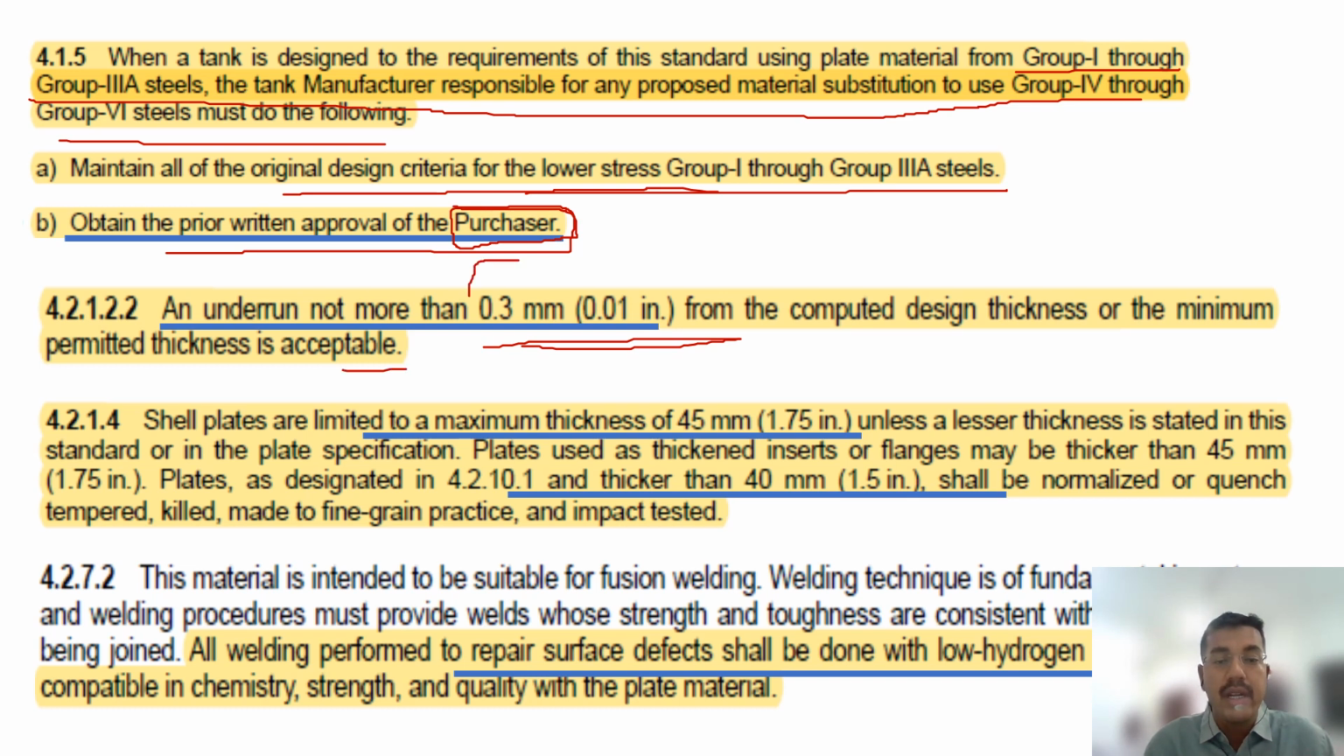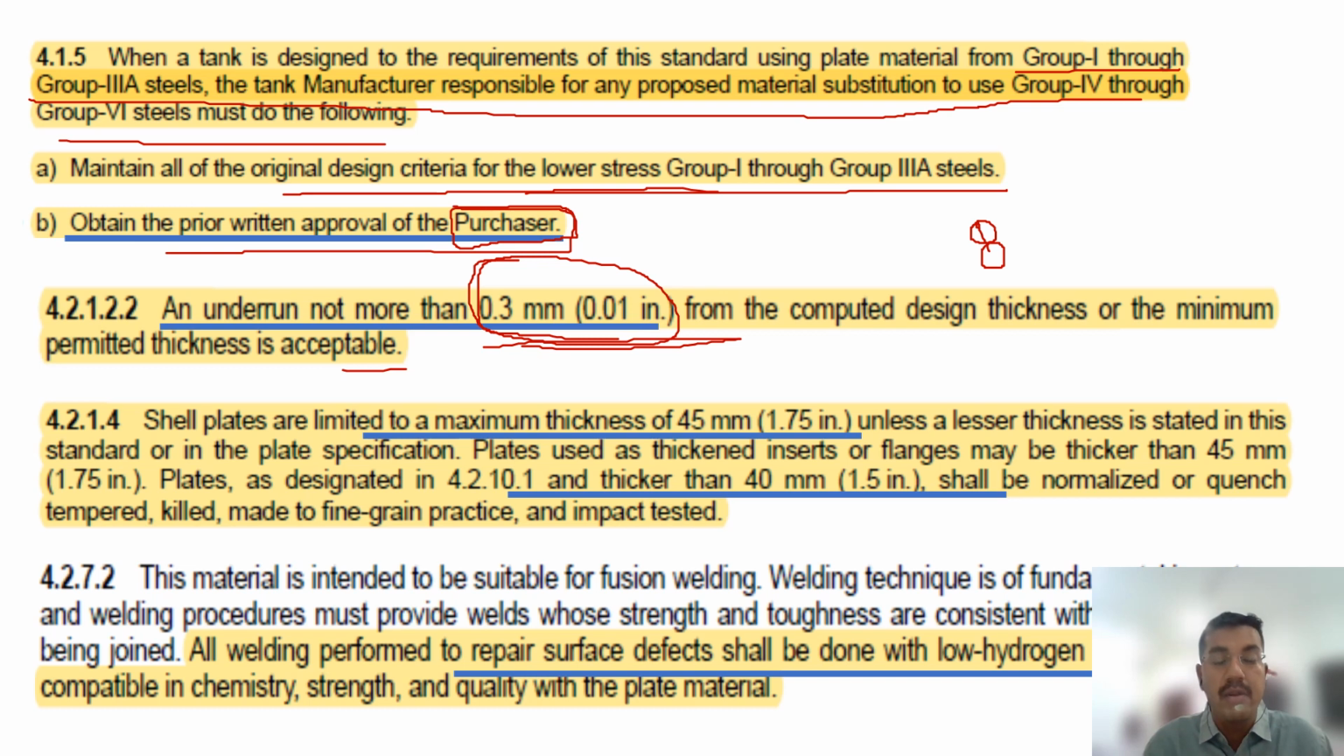This is important. Usually it came in a closed book question. What do you mean by underrun not more than 0.3 mm? Let's say you order some plate which is 8 mm thickness. Up to how much have you allowed? 8 minus 0.3. Less than that thickness is not allowed. So that's what it is saying.